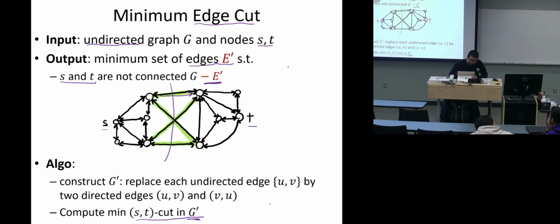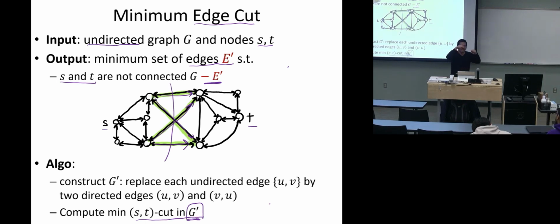Strictly speaking, G prime is a directed graph, so an ST cut in G prime tries to find a cut that minimizes the number of out edges from the cut. That's the strict definition of a cut in a directed graph. But now, every edge is bidirectional anyway, so it will just minimize the edges that cross this cut.